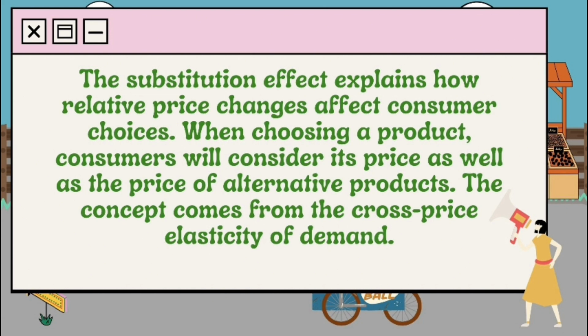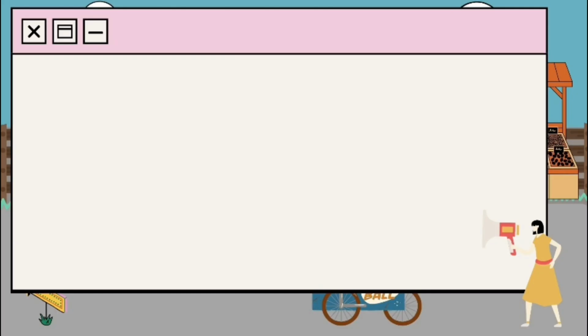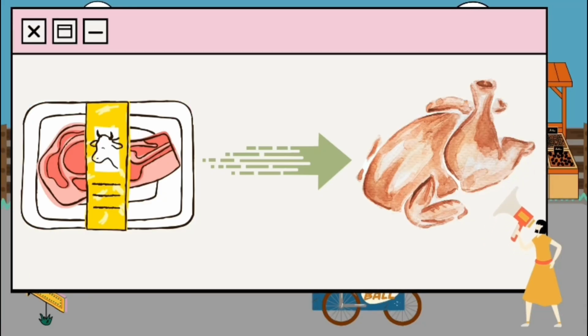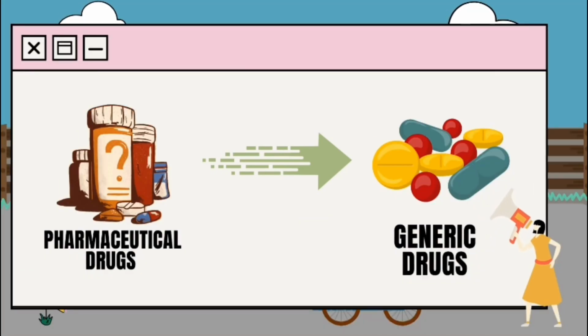When choosing a product, consumers will consider its price as well as the price of alternative products. The concept comes from the cross-price elasticity of demand. Here are some common examples of substitution effect. 1. Pork prices rise and consumers respond by purchasing more chicken. 2. Price increases in designer pharmaceutical drugs lead customers to buy generic alternatives.